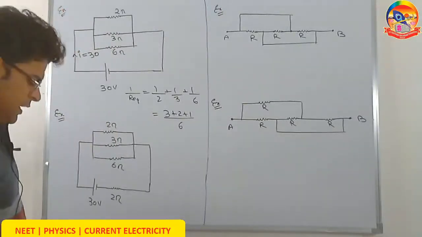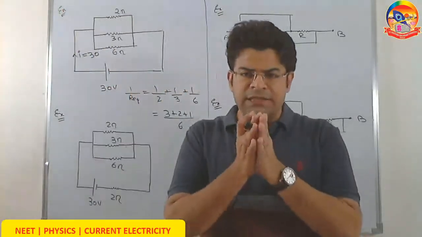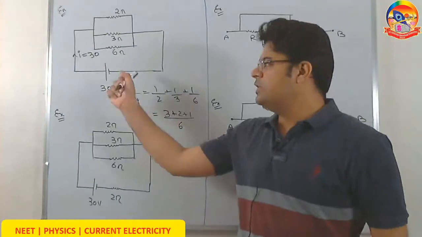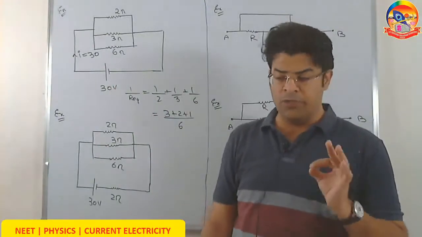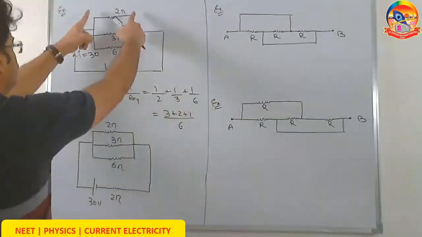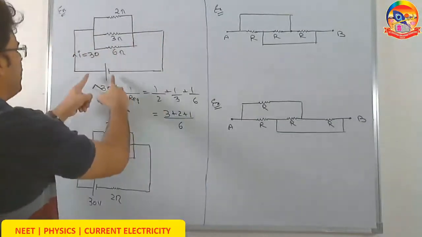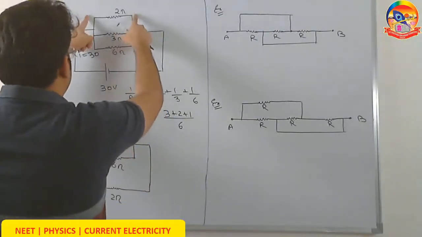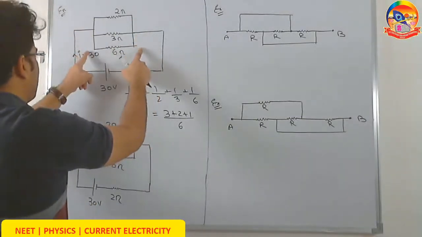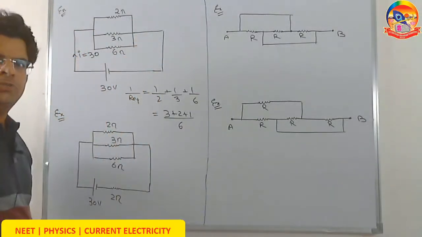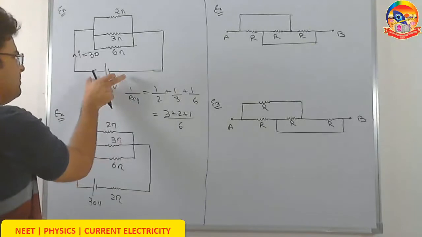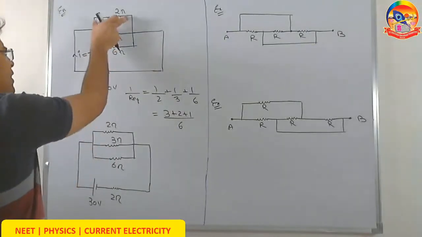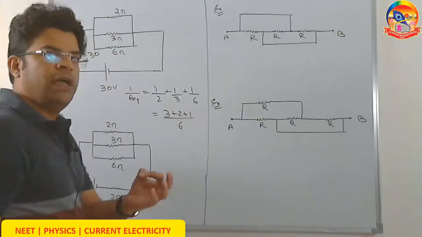How to find? See beta, for things connected in parallel to an ideal source, the question is always a cakewalk. Visualize that this 2, 3, 6 as well as the battery are all connected in parallel. This means that the potential drop across this 2, across this 3, across this 6 and across the battery has to be the same. The potential drop across this battery is 30. So the potential drop across each individual resistor here also has to be 30.